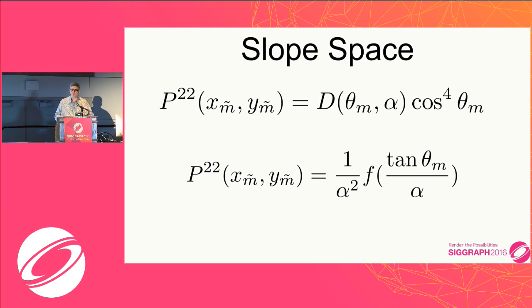And why does that matter? You can look at the NDF in a different form, not as D, a distribution of 3D vectors, but as P22, which is a distribution of two-dimensional slopes. And if you look at the NDF in that way, you can see that for a distribution with a shape-invariant form, linearly scaling the roughness alpha causes the distribution in slope space to stretch linearly.